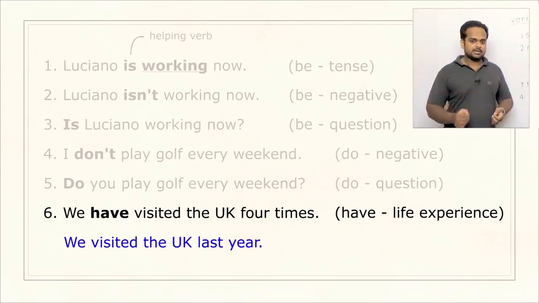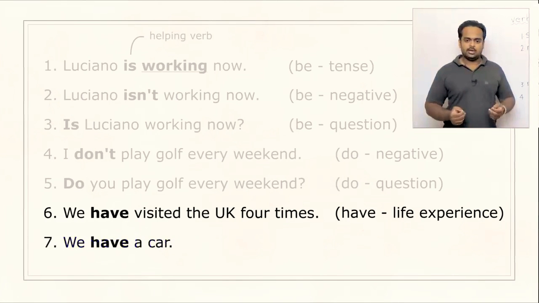But take a look at this next sentence. We have a car. Now, both of these sentences use the verb have. But do you notice a difference between them? The difference is that the first sentence uses have as a helping verb, but the second sentence uses have as the main verb. Now you might be thinking, how is that possible?